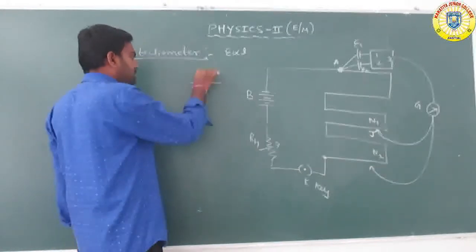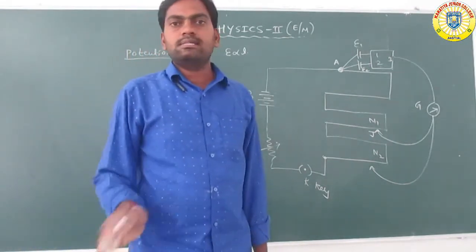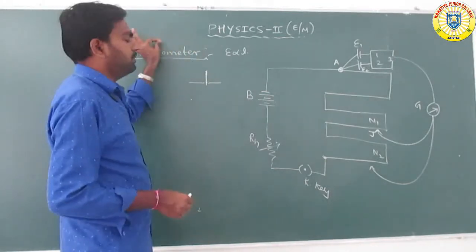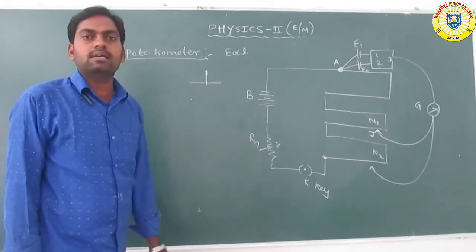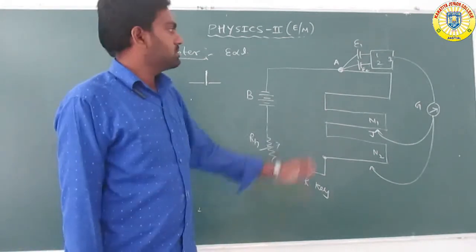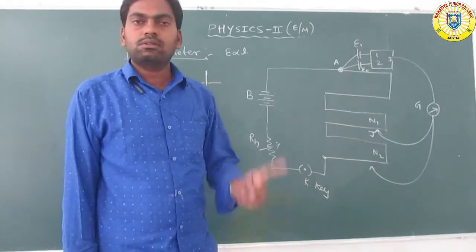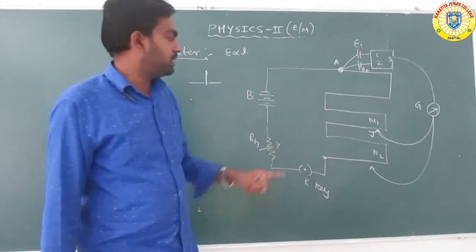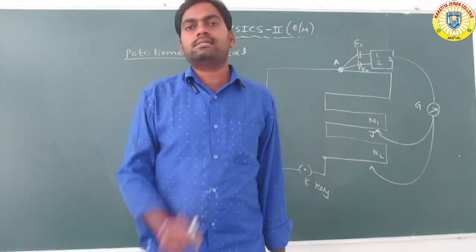So when the key is introduced between the plates, that is called a closed circuit. The current is passing. When the key is removed from the circuit, current does not flow through the circuit. Okay, got it. So 1, 2 is the two-way key. And the third key is the common key. The common key is connected to a jockey. A jockey is a sharp edge device.